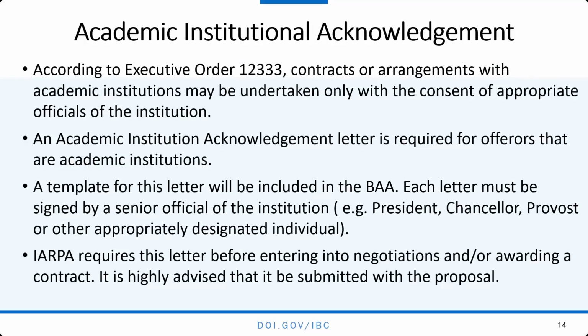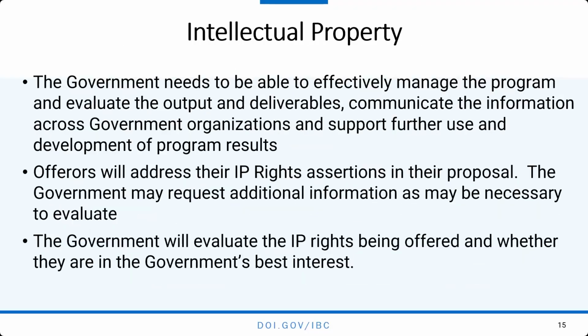One of the other requirements is an academic institutional acknowledgement letter. The executive order requires this. So any academic institution needs to provide that to us during the proposal process. Intellectual property. The anticipation here is that we are going to get unlimited government rights. There are forms associated with this for you to identify if you are giving us any IP rights assertions, but that'll also be clearly identified in the BAA.